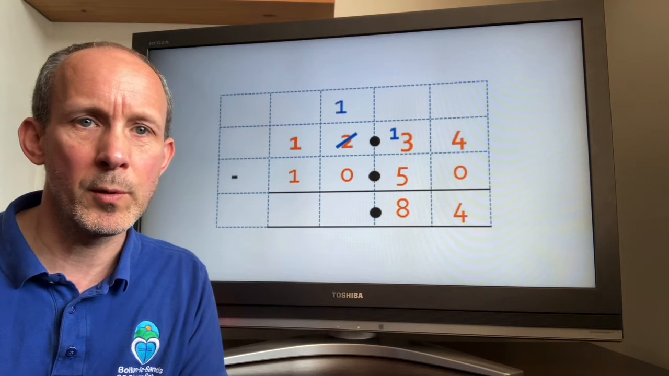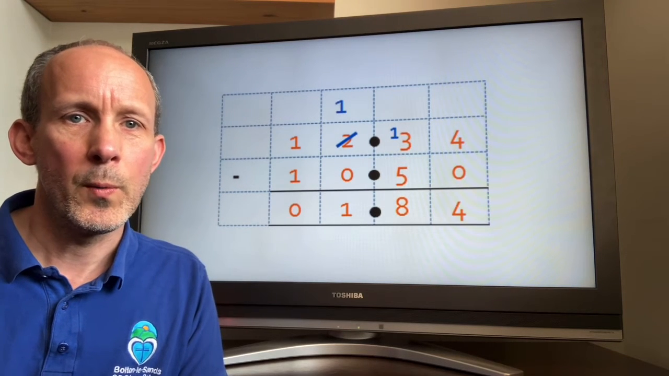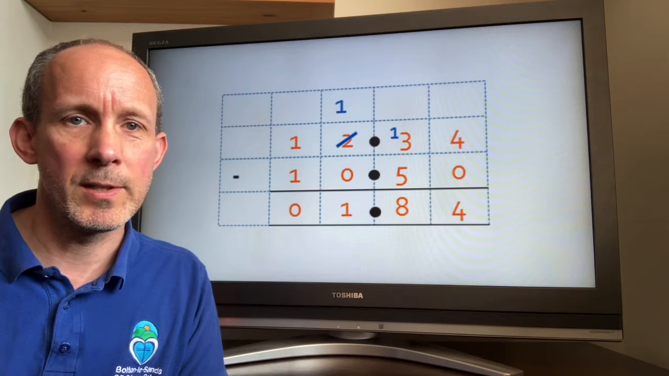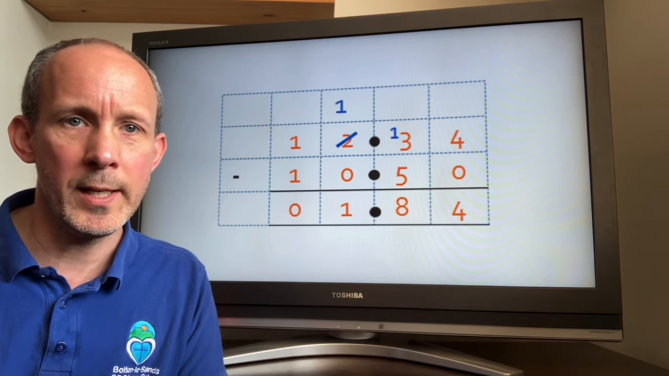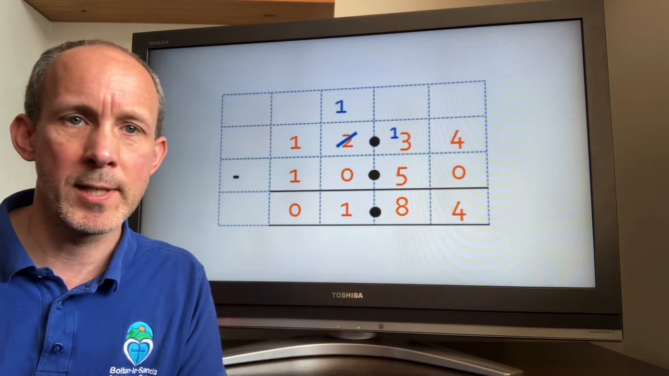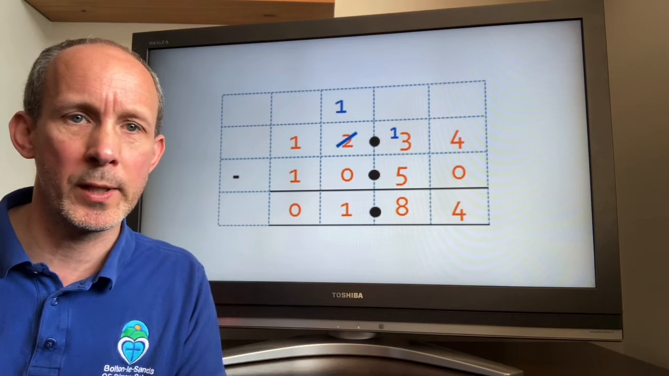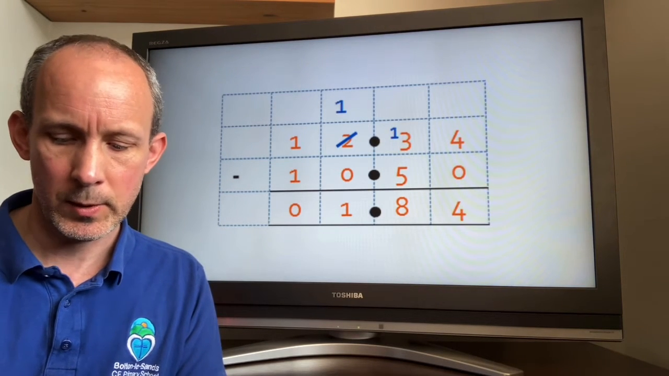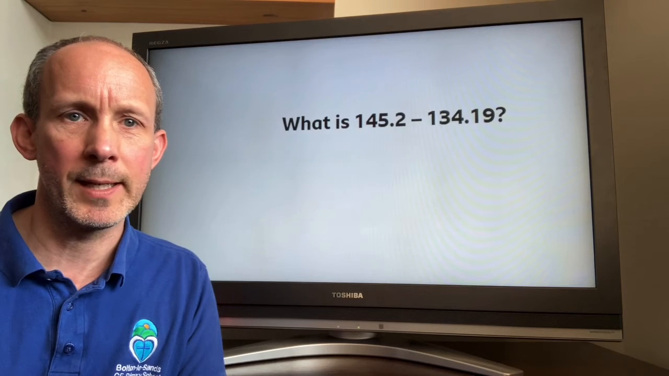Then we move on to the units. We've got 1, take away 0, 1 subtract 0, gives us 1, and then our tens, 1 ten, subtract 1 ten, no tens left. So our answer there is 1.84. Okay, so everything was lined up properly.